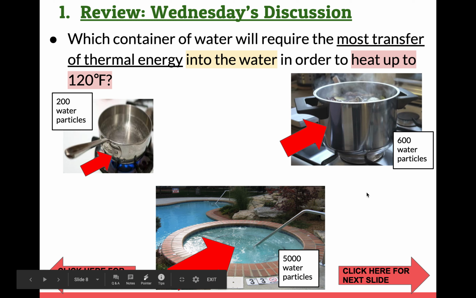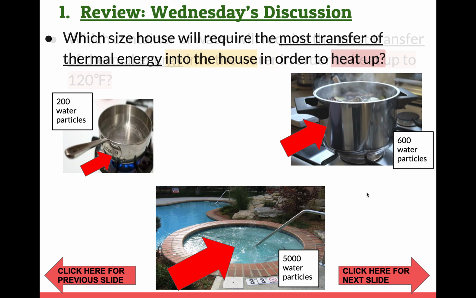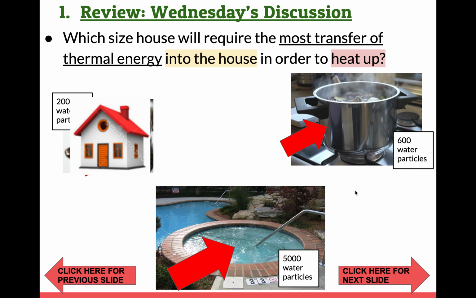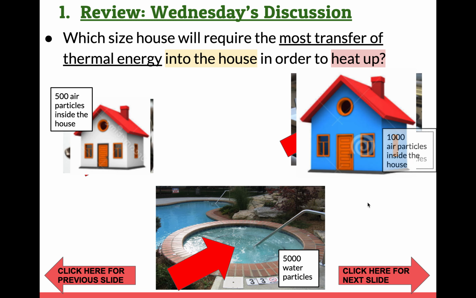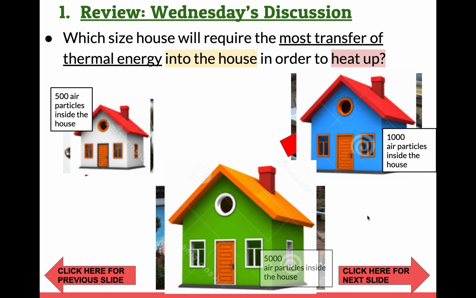So with that same concept in mind, the discussion question was which size house will require the most transfer of thermal energy into the house in order to heat up. So if we have a small house that's maybe 500 air particles in the house, that's just an estimate. And maybe you have a medium sized house that maybe has 1,000 air particles, or maybe you have a large house that has 5,000 air particles. Which house will require the most transfer of thermal energy into the house?